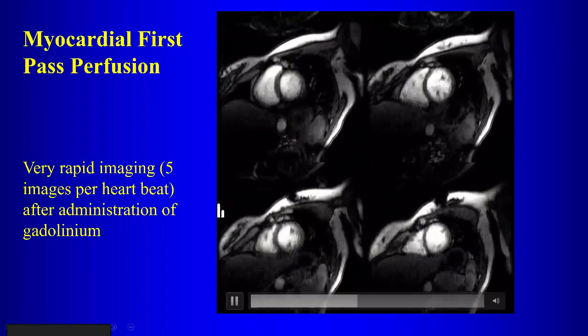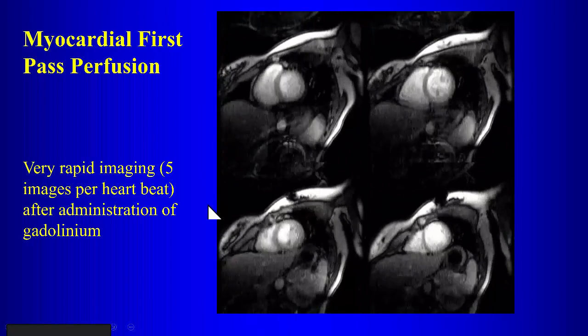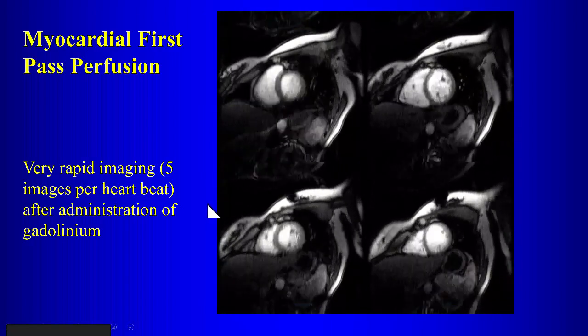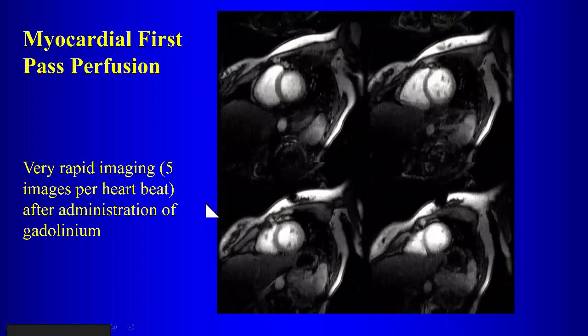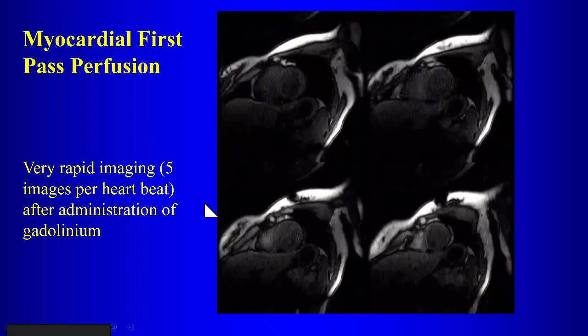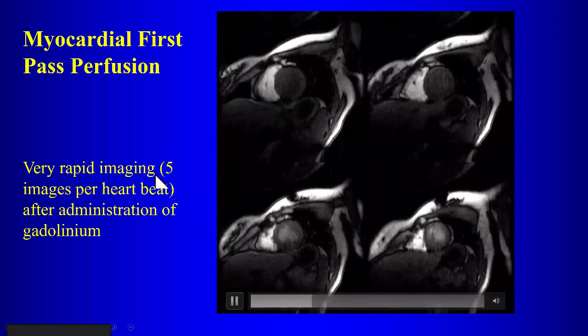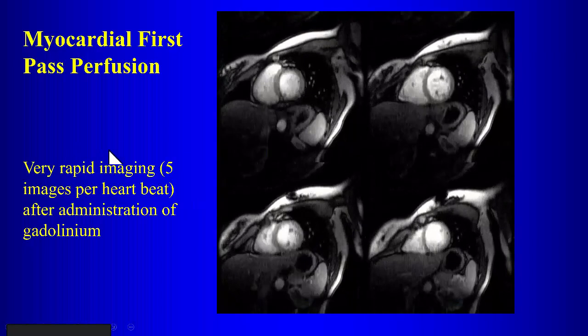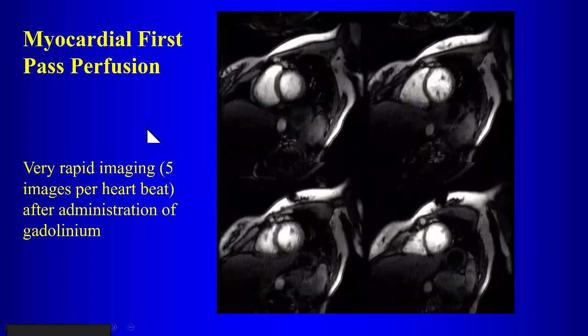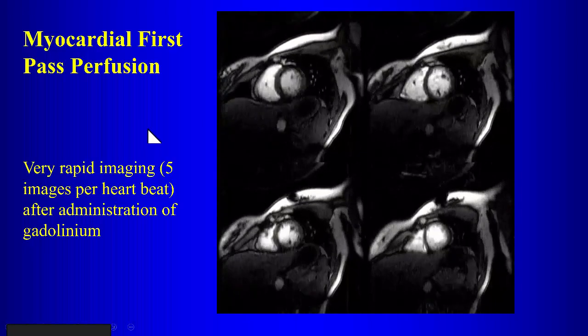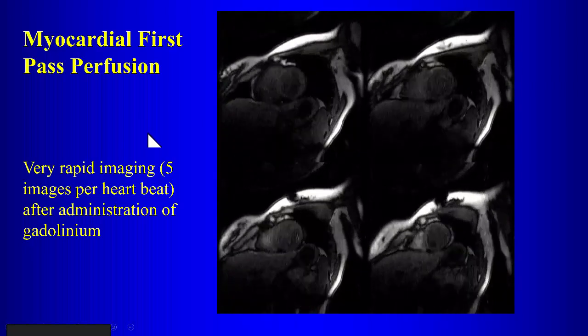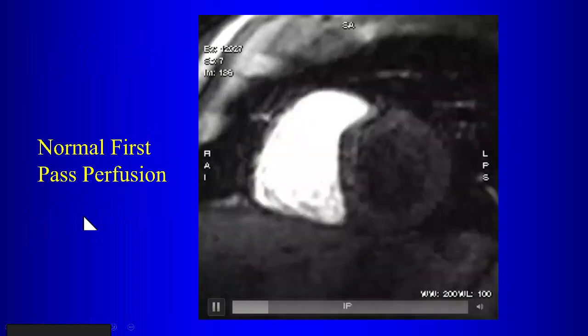Perfusion. So we can also look at myocardial perfusion with cardiac MR. As I've said, these are very rapid imaging sequences, and this is done dynamically as the contrast is injected, and we will watch the enhancement of the myocardium, looking for perfusion defects of the myocardium.